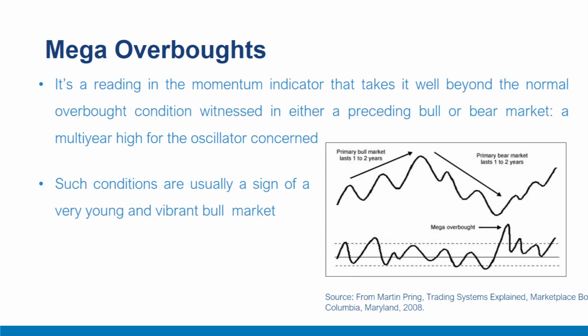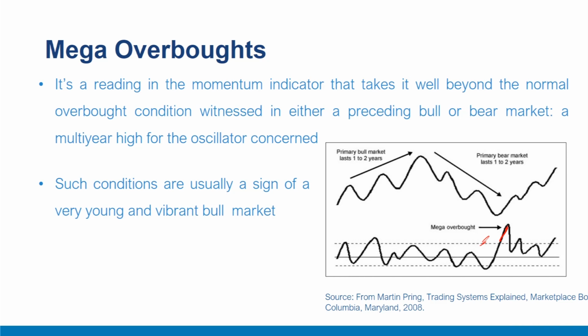This kind of mega overbought is a reading on the momentum indicator that takes it well beyond the normal overbought condition witnessed in the preceding bull or bear market. So this reading exceeds any preceding overbought level. It should, for example, represent a multi-year high for the oscillator concerned, perhaps even a record overbought reading. Such conditions are usually a sign of a very young and vibrant bull market that is starting.